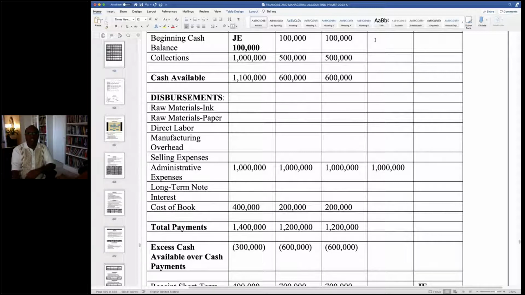So you've got your $100,000 carryover. How much money are you going to collect on selling those books? 8 million. 8 million even? Yes. So the cash available we have now is what? 8 million. Still got the million of administrative costs. How much are the books going to cost us?